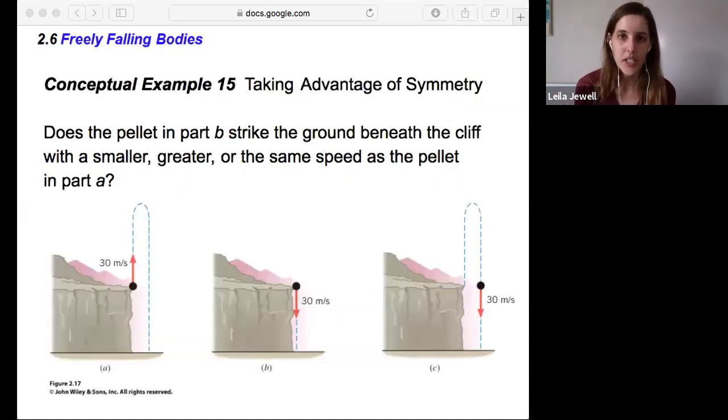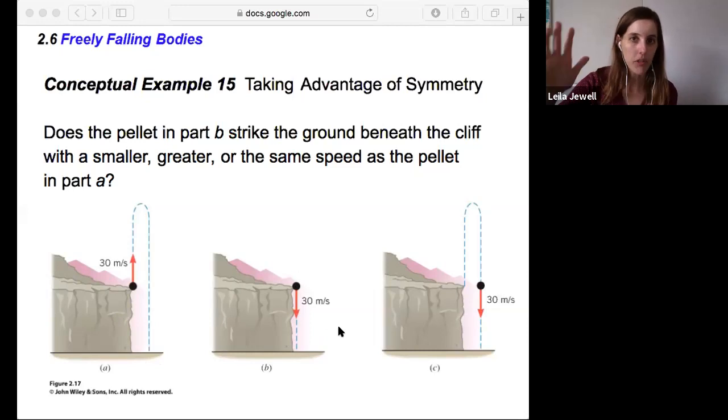Right, let's look at a conceptual example, taking advantage of symmetry. Does the pellet in part B strike the ground beneath the cliff with a smaller, greater, or the same speed as the pellet in part A? So here we have part A. The pellet is going up from the cliff with 30 meters per second and then coming down. In part B, the pellet is launched downward from the cliff at 30 meters per second. So I want you to reflect on this for a moment. So go ahead and pause your video to come up with an answer.